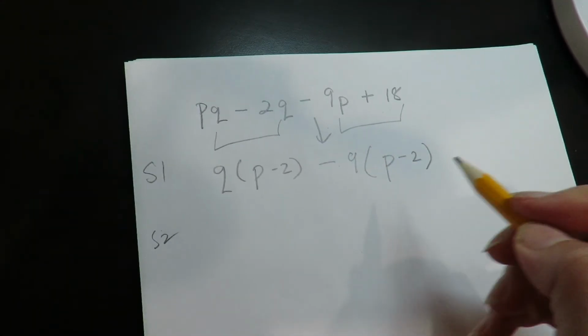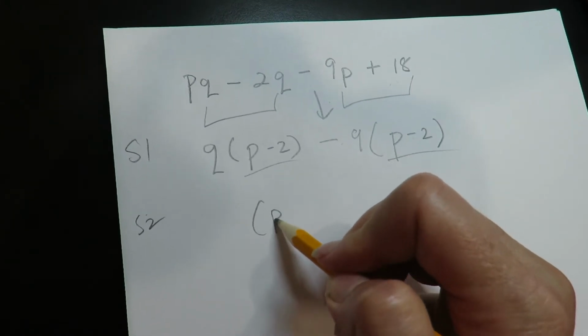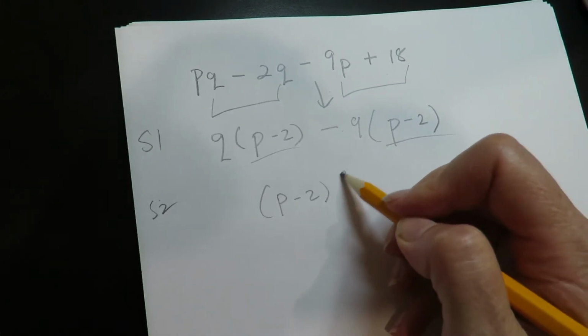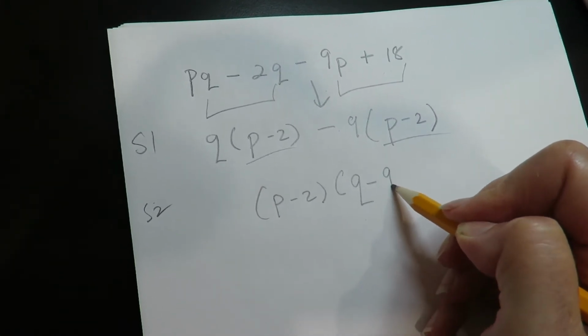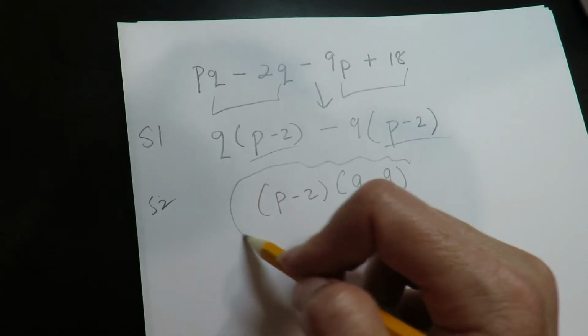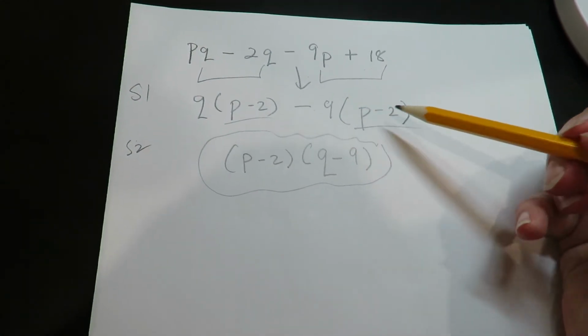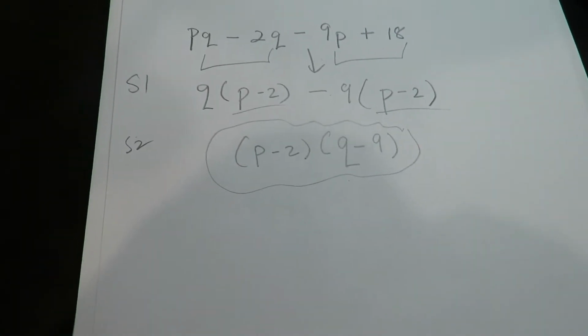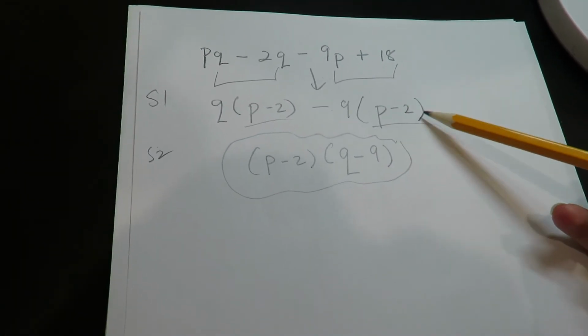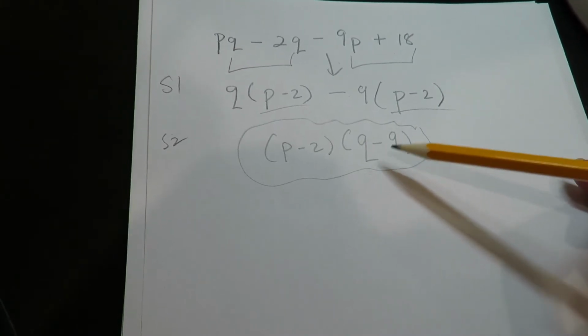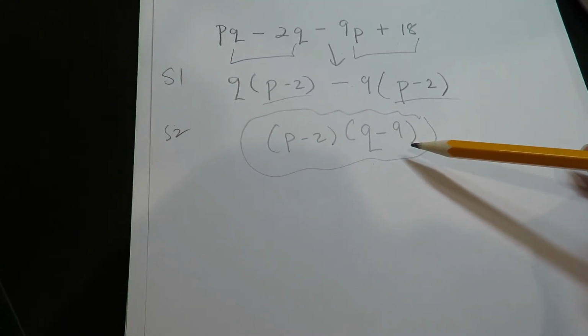All right, now I'm going to do step 2, which is to factor out the p minus 2, and I'm left with q minus 9. Okay, so you've got to watch when you have a negative. Now another common question I get is, what if I do step 1 and they don't match? Well, then you can't go any farther and it's not factorable.